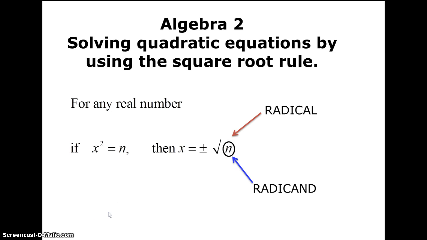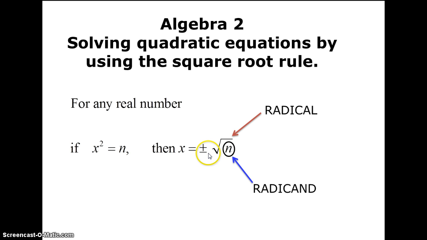Let's look at how to solve quadratic equations by using the square root rule. First, we need to understand one of the definitions for finding the square root of a number. For any real number, if you have a quadratic equation x squared equals a number n, you can cancel the squared by taking the square root of both sides. When you take the square root, the square cancels, and you find the square root of the number. Now, we know that when you take the square root of a number, you will have a positive and a negative answer because both signs will work.